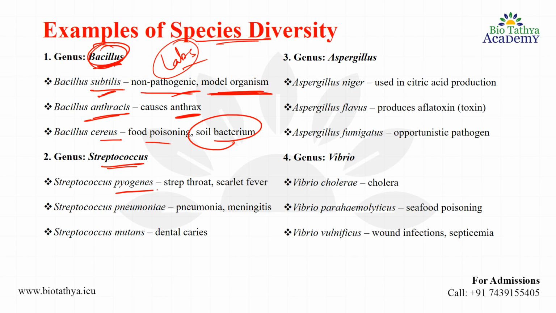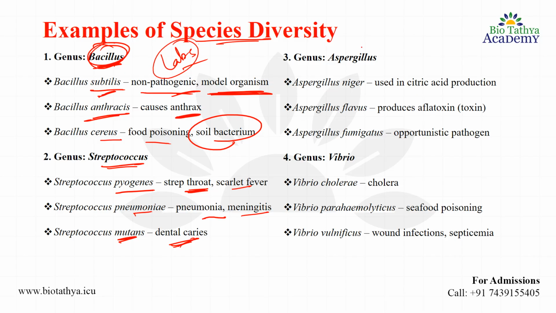Streptococcus, it can be pyogenes, which causes strep throat or strep throat infection, and then scarlet fever. Then pneumoniae, which can cause pneumonia and meningitis. Then if we talk about mutans, it can cause dental infection or dental caries.